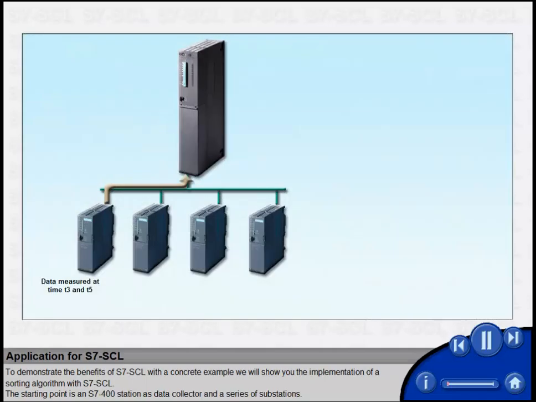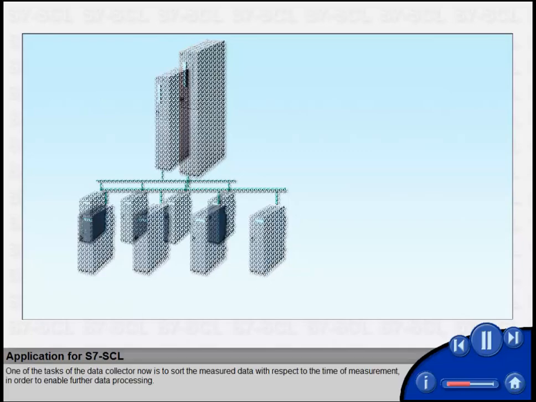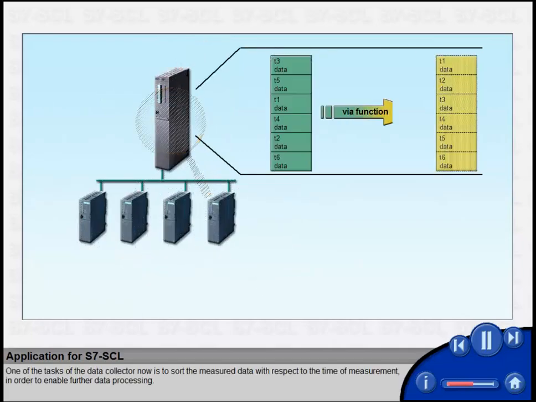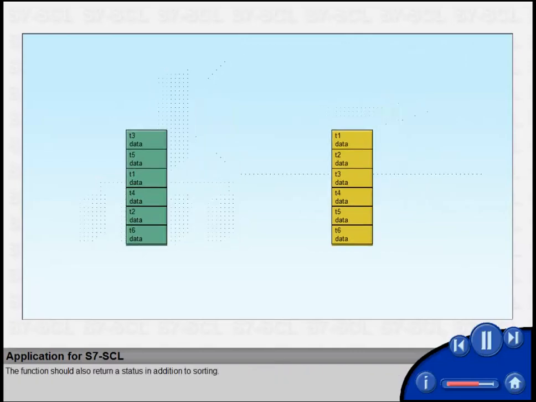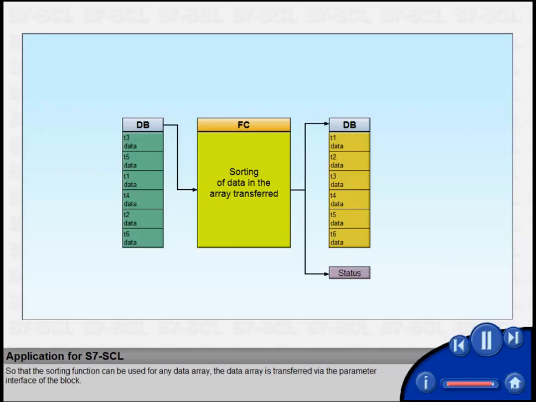To demonstrate the benefits of S7-SCL with a concrete example, we will show you the implementation of a sorting algorithm with S7-SCL. The starting point is an S7-400 station as data collector and a series of substations. The substations send data measured at different times to the data collector. One of the tasks of the data collector now is to sort the measured data with respect to the time of measurement in order to enable further data processing. The function should also return a status in addition to sorting. So that the sorting function can be used for any data array, the data array is transferred via the parameter interface of the block.